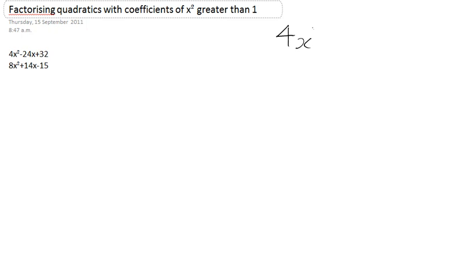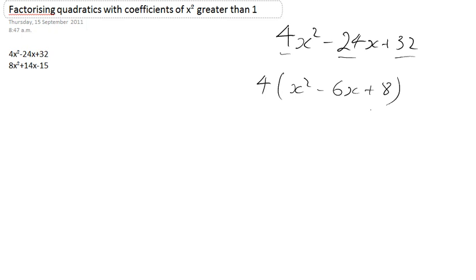So if I look at my first expression, which is 4x squared minus 24x plus 32, I notice that all my coefficients there, the 4, the 24 and the 32, are divisible by 4. So I'm going to take a 4 outside. Now if I take a 4 outside, 4 times what gives me 4x squared? That's x squared. 4 times what gives me minus 24x? Well, that will be minus 6x. 4 times what gives me 32? That's 8.